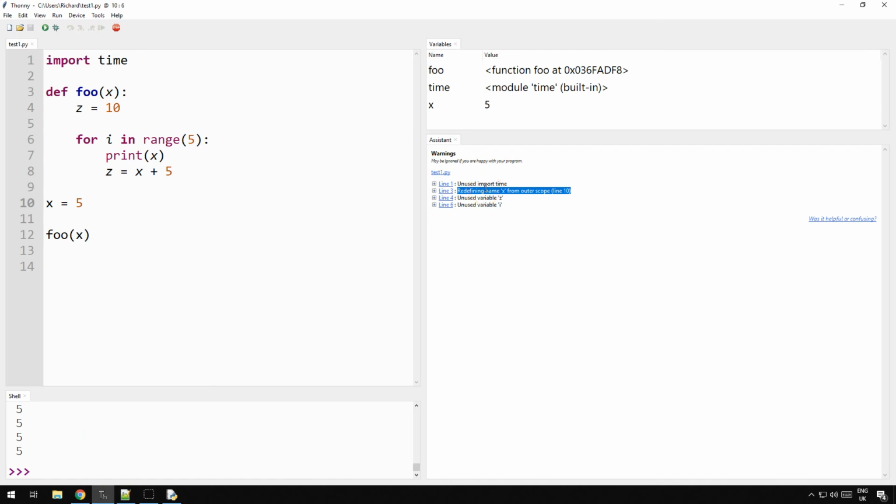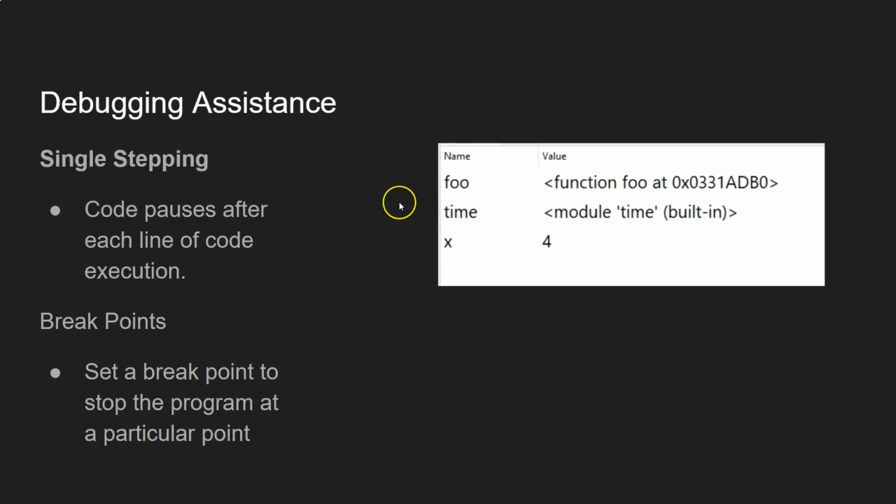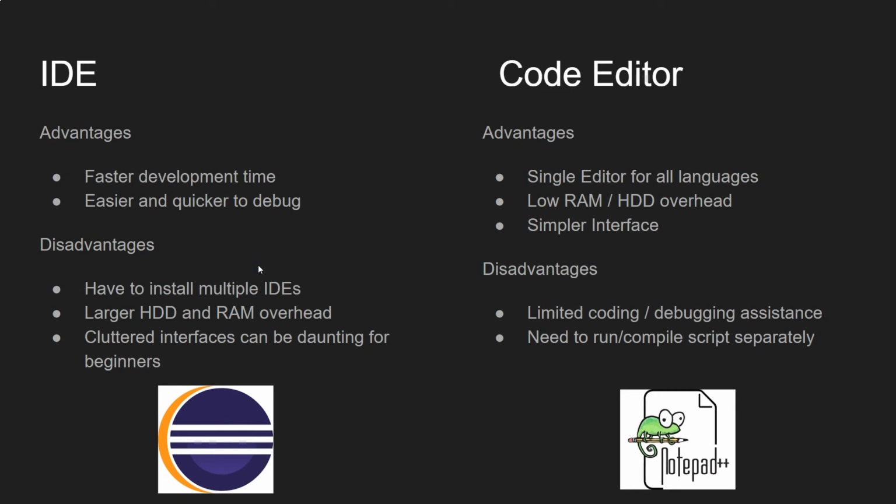Okie dokie, so that is the last of the features of IDEs, which brings us on to the last part, which is comparing IDEs to code editors. So what are the advantages and disadvantages? Well, fully functioning IDEs like Eclipse down here, generally you get faster development time if you're doing bigger projects especially. And it's quicker and easier to debug, especially for beginners. So as you get more advanced, you might not need to use a lot of the debugging features, especially as you get more confident in a particular language. But it is quite useful, especially if you're unfamiliar with a language.